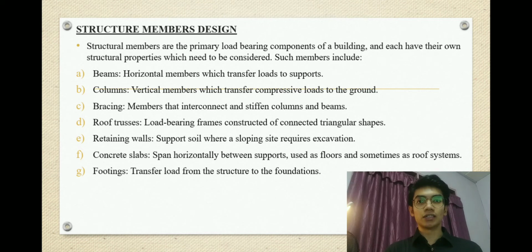Next is D, the roof truss: a load-bearing frame constructed of connected triangular shapes. E is retaining walls: support soil where a sloping side requires excavation. F is concrete slab: spans horizontally between supports, used as a floor and sometimes as a roof system. Lastly is G, footing: transfers loads from the structure to the foundation.